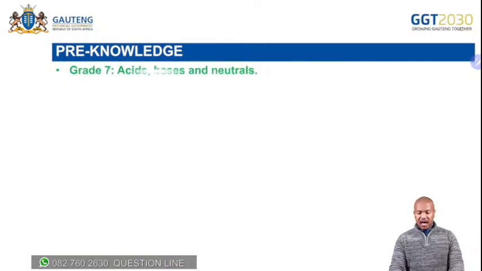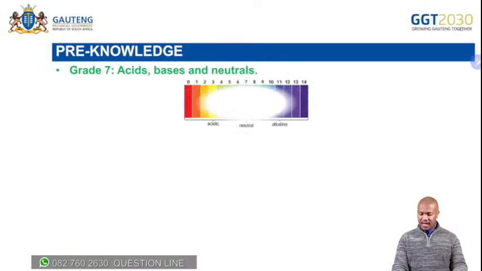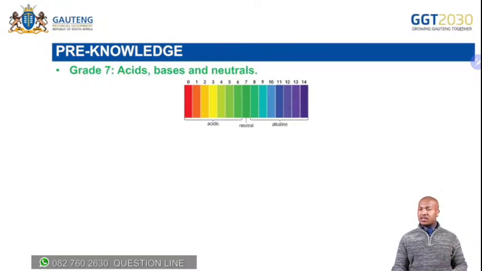We also did acids and bases and neutrals in grade 7. We talked about neutral substances. You still remember a picture like this when we were talking about the pH scale, which is a scale that ranges from 0 to 14.